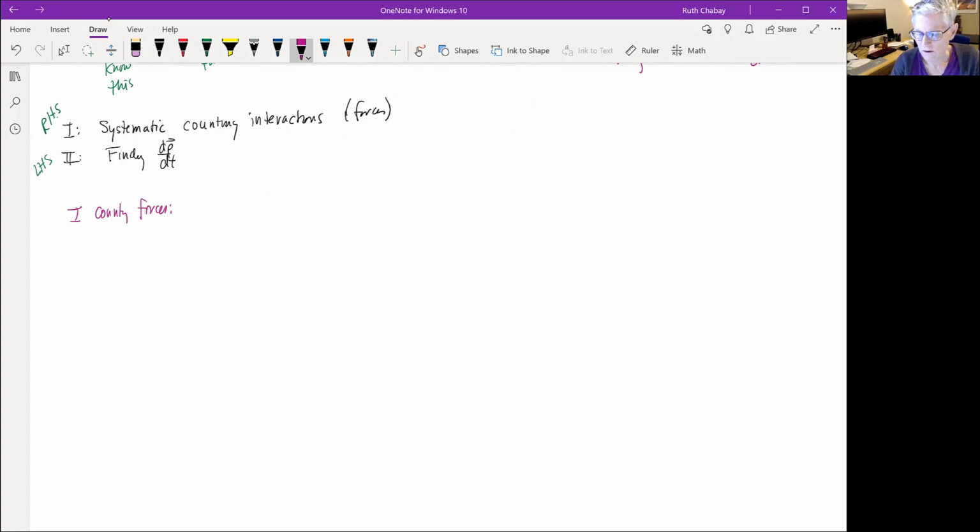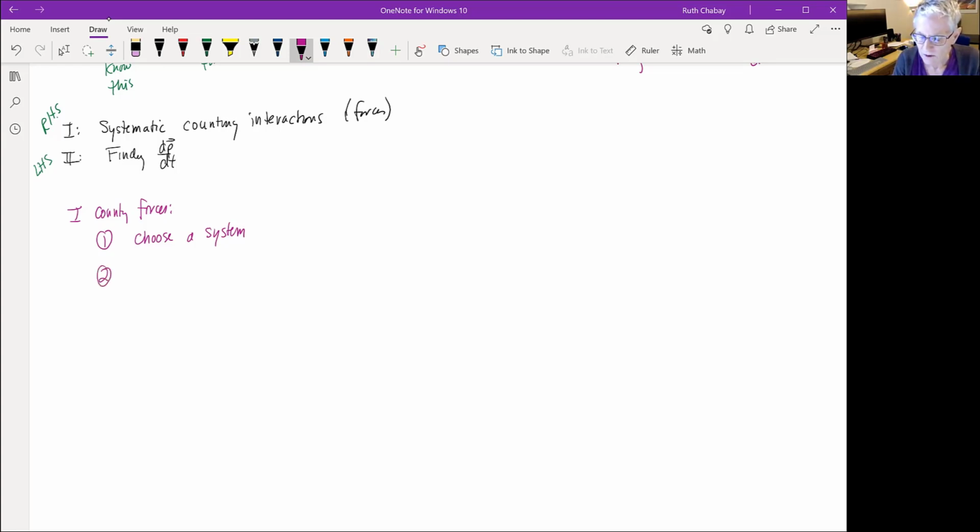There are several steps. The first step is to explicitly choose a system, write it down, and stick to it. Everything else is the surroundings.